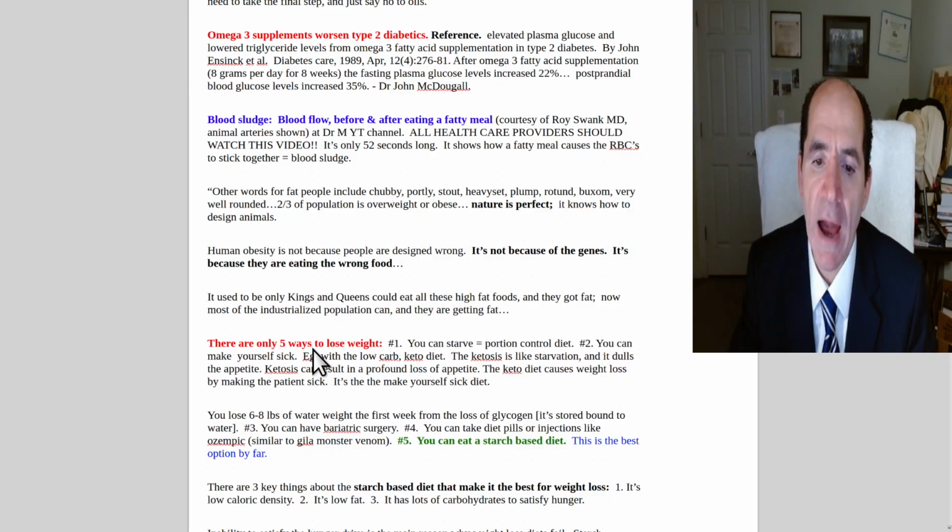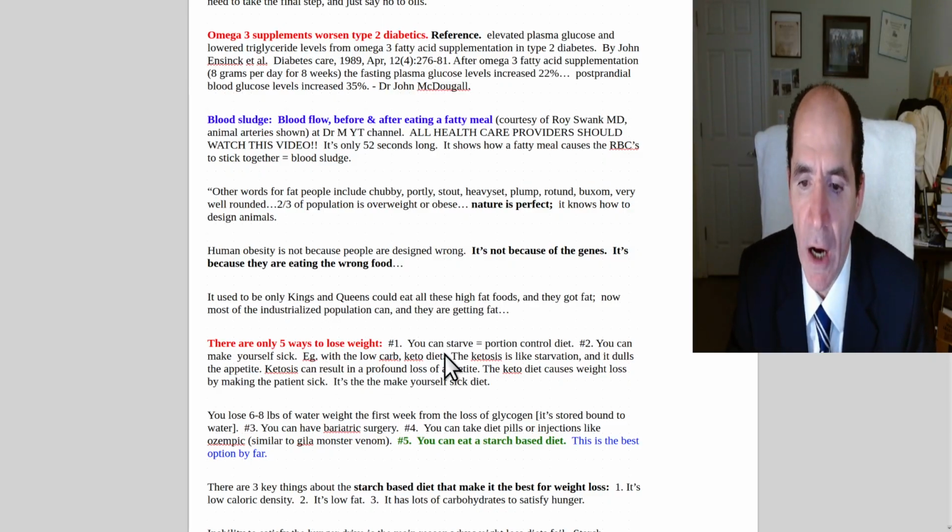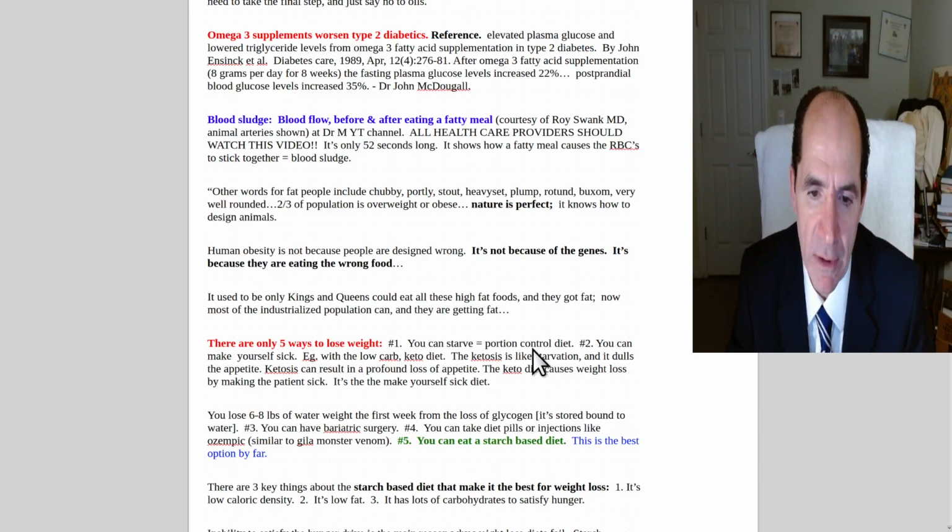There are only 5 ways to lose weight. Number 1, you can starve with a portion control diet. Number 2, you can make yourself sick, like with the Atkins paleo keto low carb diet. Ketosis is like starvation, and it dulls the appetite. It can cause a profound loss of appetite. It causes weight loss by making you sick. It's the make yourself sick diet.